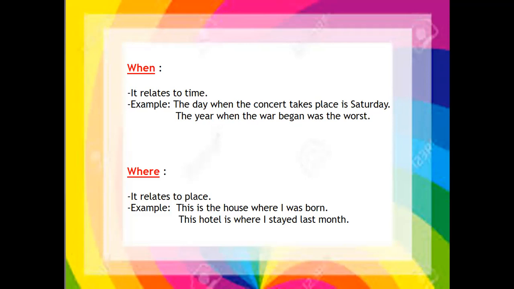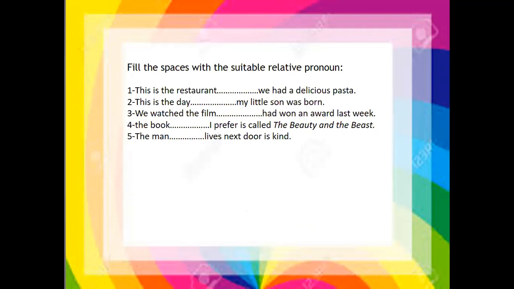Let's check some examples together. Let's do some exercises. Fill the spaces with the suitable relative pronoun. Number 1, this is the restaurant we had a delicious pasta. So we're gonna talk about the restaurant.